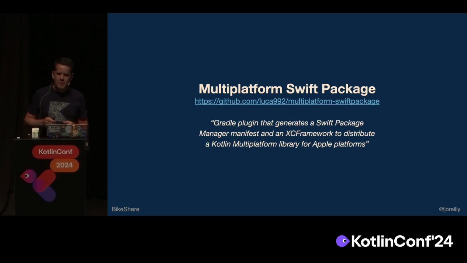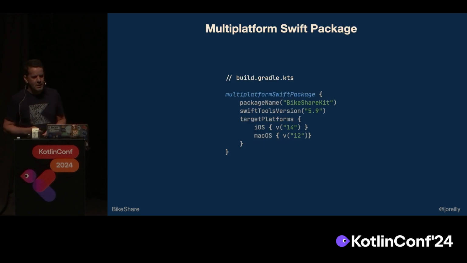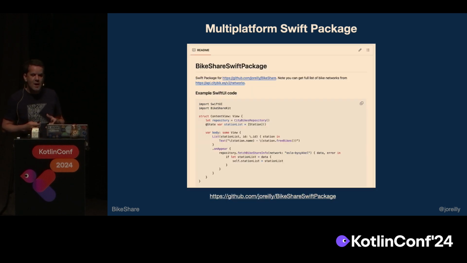Next up is a Gradle plugin that generates a Swift package from your shared code, which then can be easily consumed in Xcode. This is an example of the associated build config for the BikeShare project. Here we're targeting the iOS and macOS platforms. In this case, the output of the plugin is published to a separate GitHub repository, but could also be done in the same repo. That repo, by the way, includes example SwiftUI code you can use then to consume the Swift package, as we'll see next.